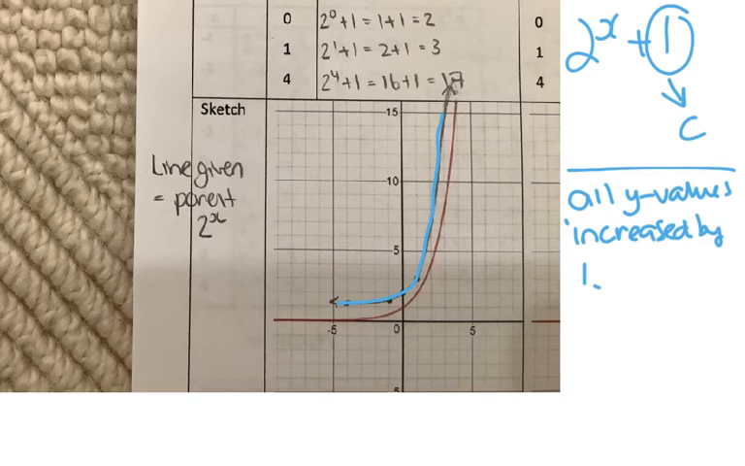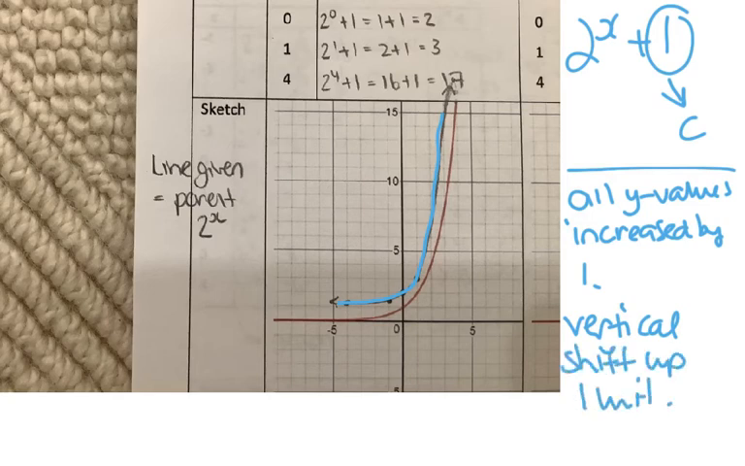Or in other words, it was a vertical shift up 1 unit, which makes sense because this was the c value, and c affects the vertical shifts. All right, next one.